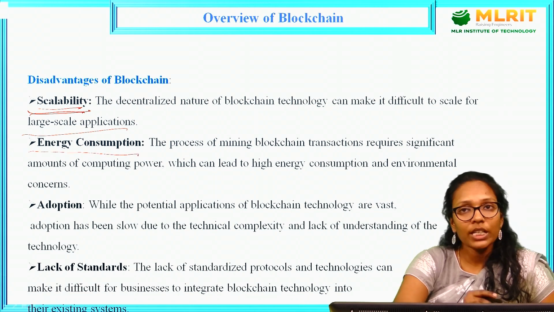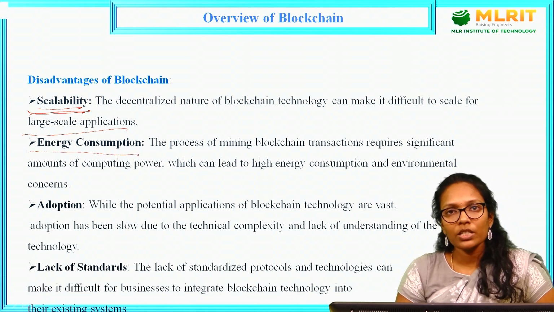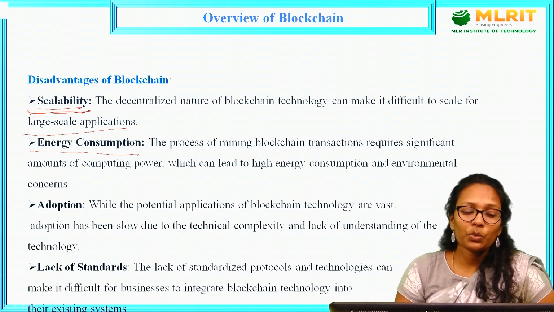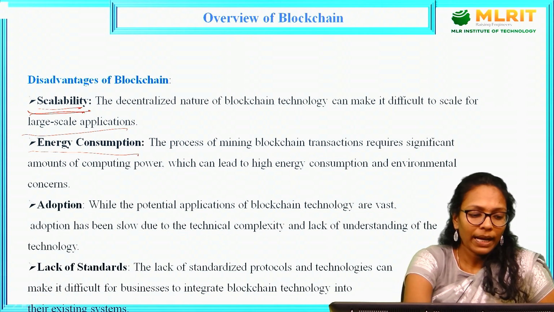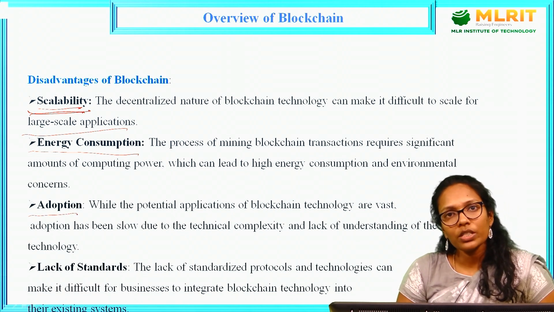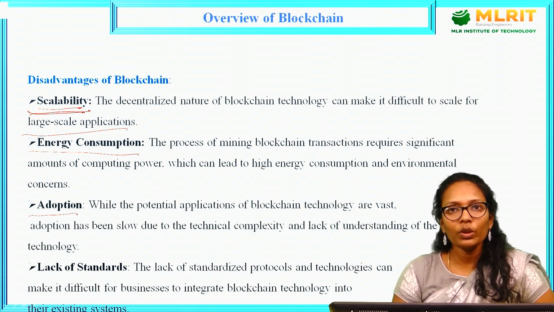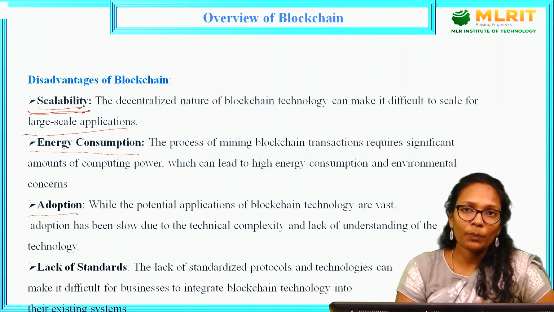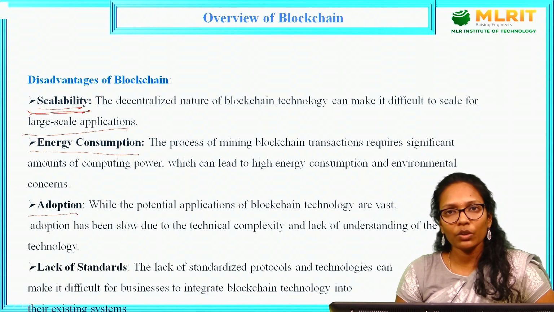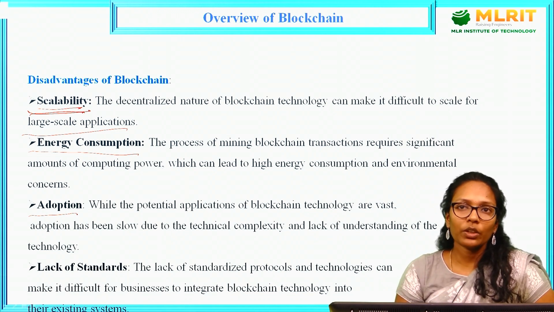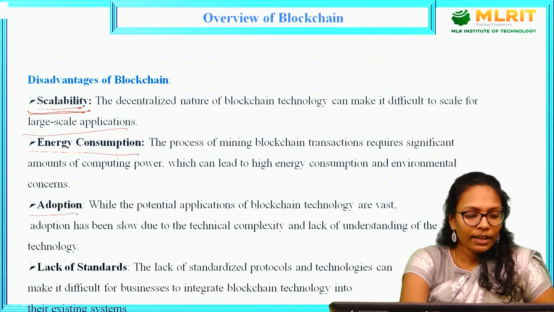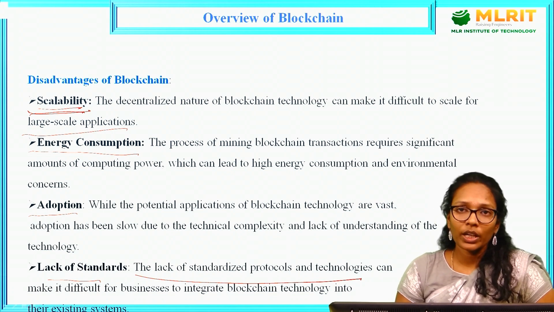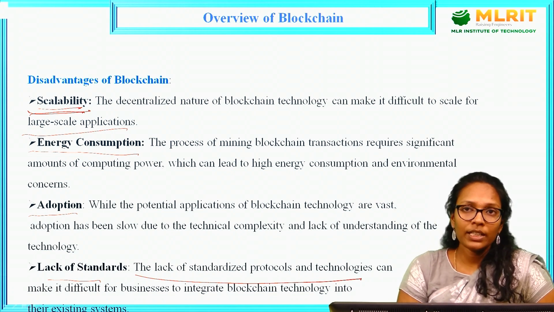And next is energy consumption. To develop blockchain applications or to perform the consensus mechanism, we need high-end systems, which will use more energy. And next is adoption. As blockchain is a new technology, there are few technical people, so only a small number of people can adopt this technology. We are already going with the existing technology, and we should be able to adopt this new technology by learning all these new things. And lack of standards, so the same thing. If we want to integrate blockchain into our existing application, we need expertise in blockchain.